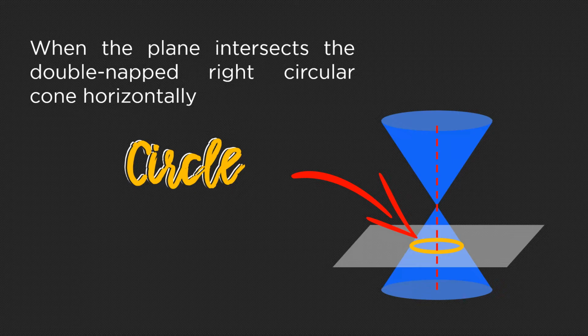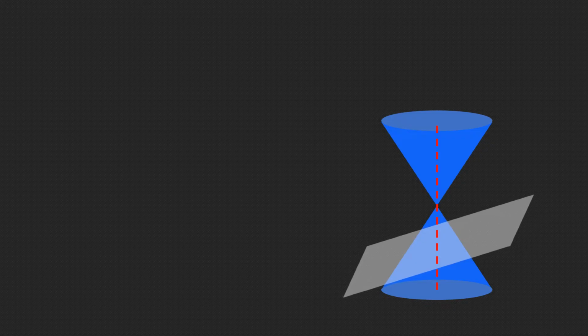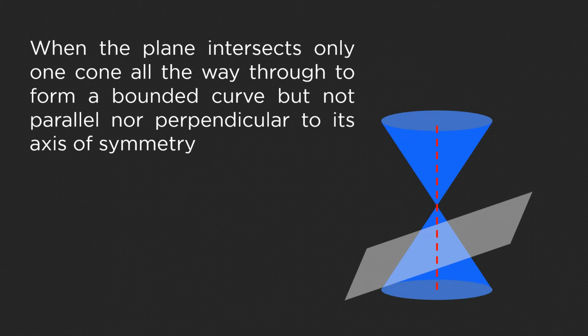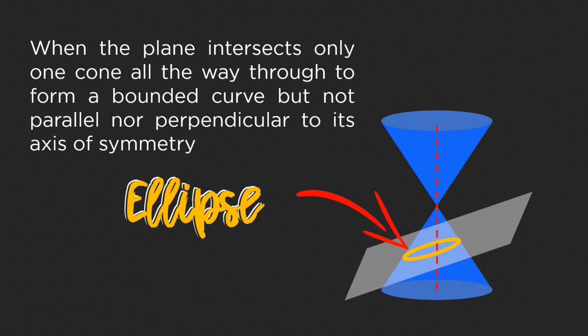What if we tilt the plane in this way? That is, when the plane intersects only one cone all the way through to form a bounded curve, but not parallel nor perpendicular to its axis of symmetry. This curve is formed, a flattened circle. This is what we call an ellipse.